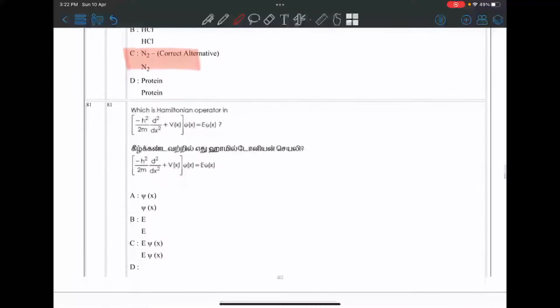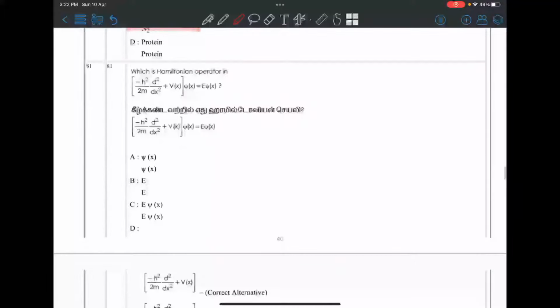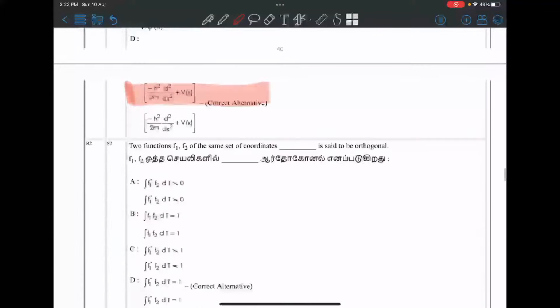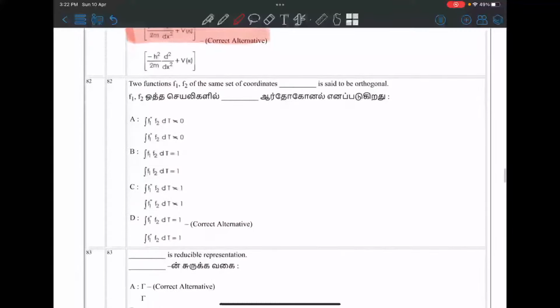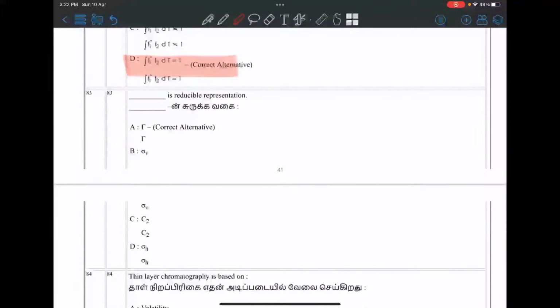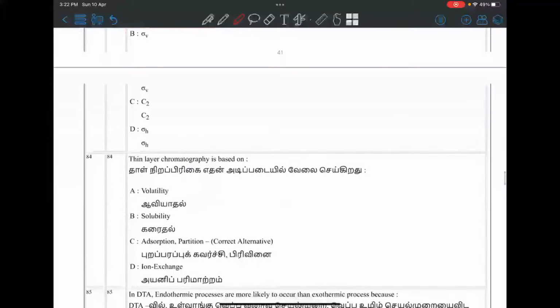Which is Hamiltonian operator in. So the correct answer for this is D. Two functions f1, f2 of the same set of coordinates dash are said to be orthogonal. Option D. Dash is reducible representation. First one, option A. Thin layer chromatography is based on adsorption partition.